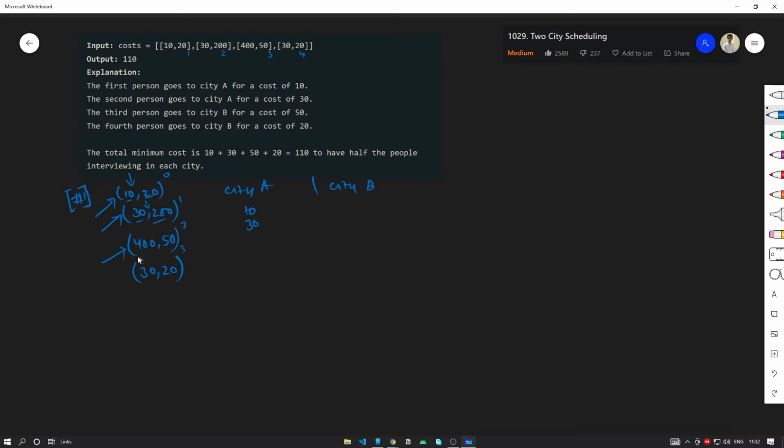For the next pair also we are given two values, that is 400 and 50, and out of which 50 is the minimum. As a result, we decided that this person must go to city B. And for the next pair as well, we are given two values, that is 30 and 20, out of which 20 is minimum. As a result, we again decide that this person must also go to the city B. As a result, our total cost of sending 2 people to city A and 2 people to city B comes out to be 110, which is our correct output as well.